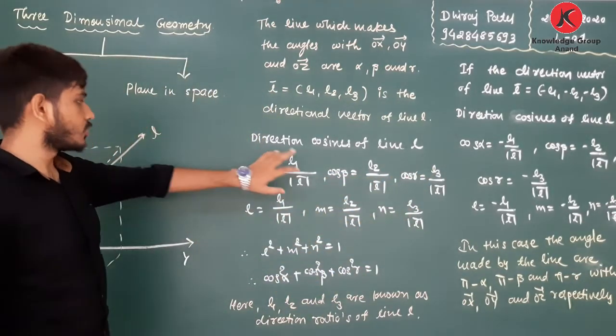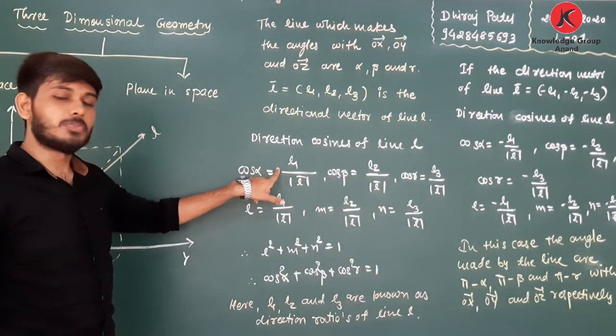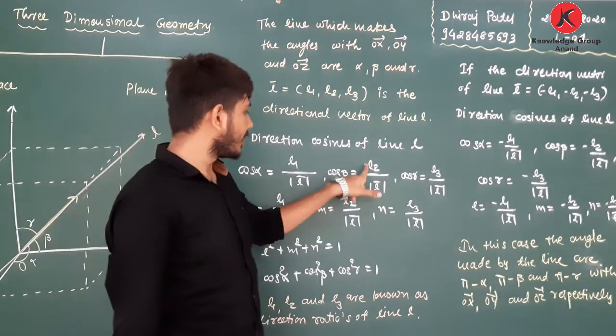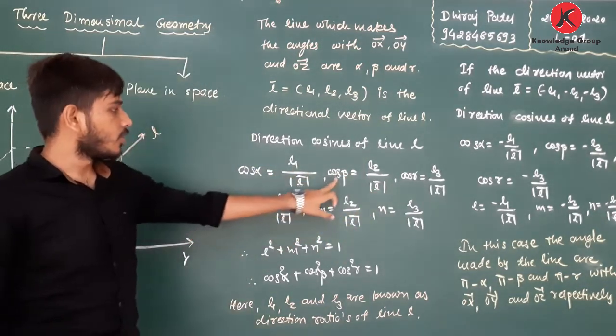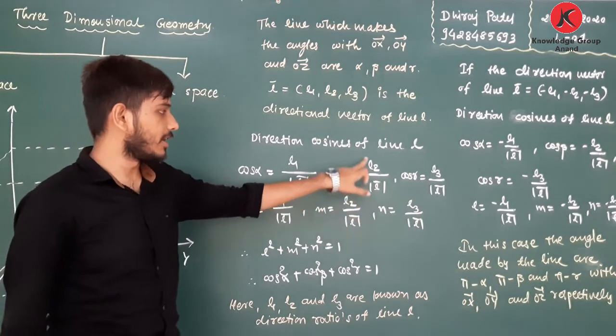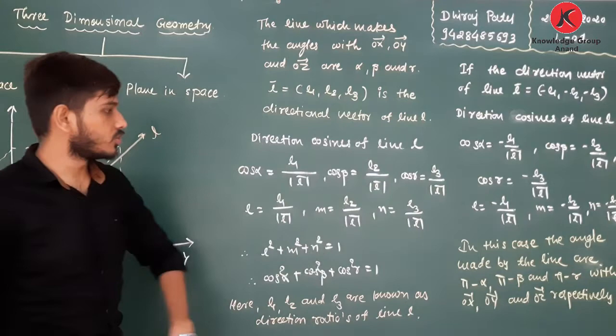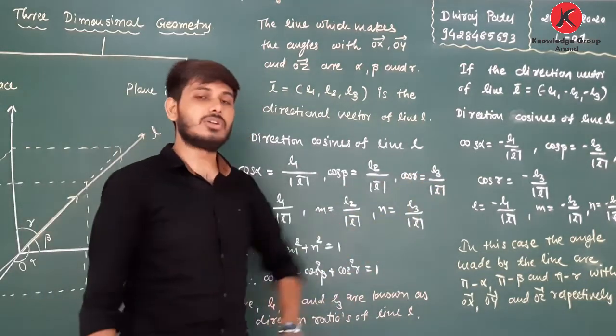It will become cos alpha equals plus or minus L1 upon magnitude of L bar, the direction of line. Cos beta equals plus or minus L2 upon magnitude of L bar, and cos gamma equals plus or minus L3 upon magnitude of L bar.